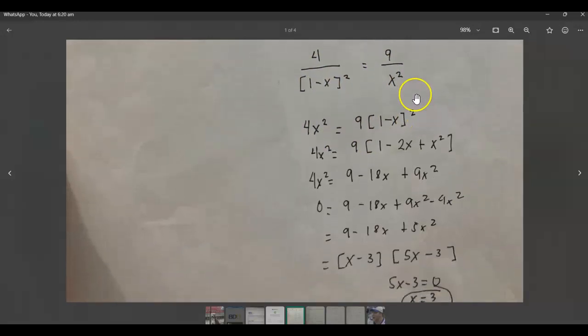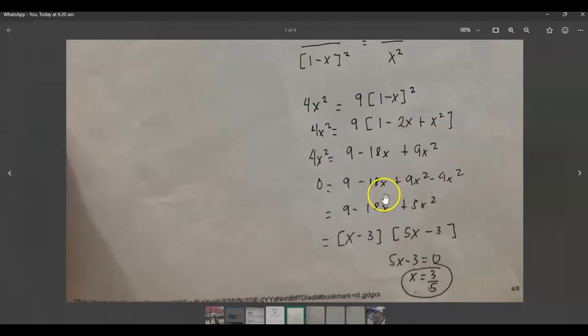After that, since this has an exponent, we have to expand this expression. This will give you 1 minus 2x plus x squared. Then we distribute 9 to the parentheses, so this gives you this expression. Finally, since we know that there's x squared, this is a quadratic equation, a quadratic function. We transpose 4x squared to the right side. Eventually, this will give you a final expression of 9 minus 18x plus 5x squared.